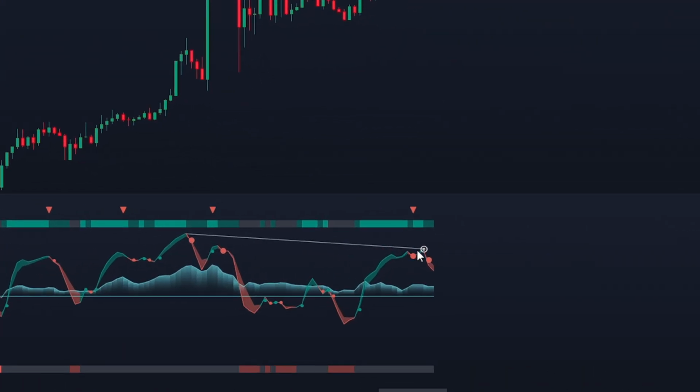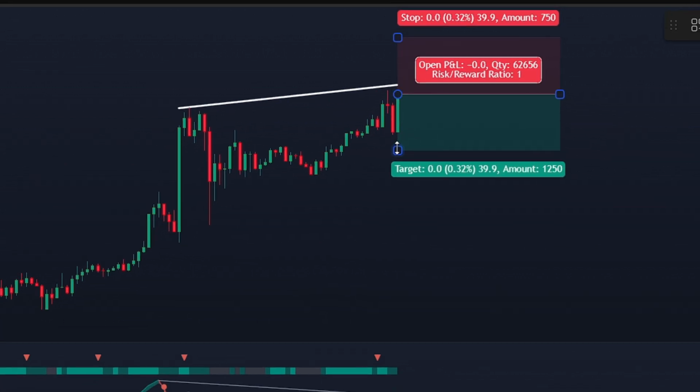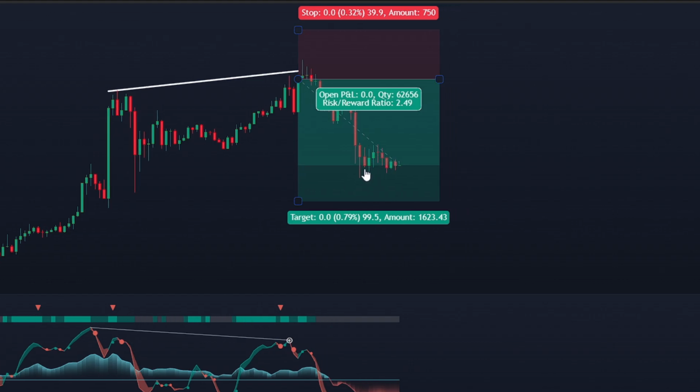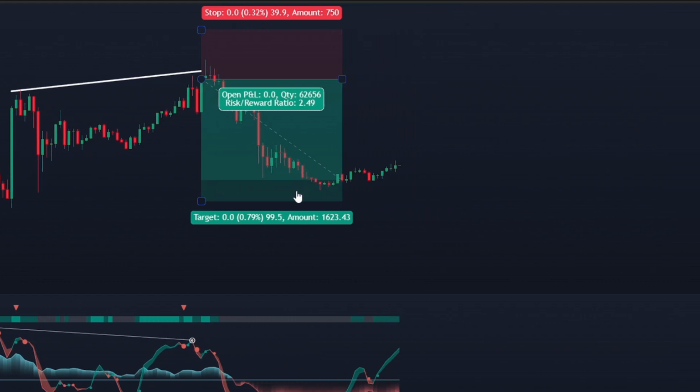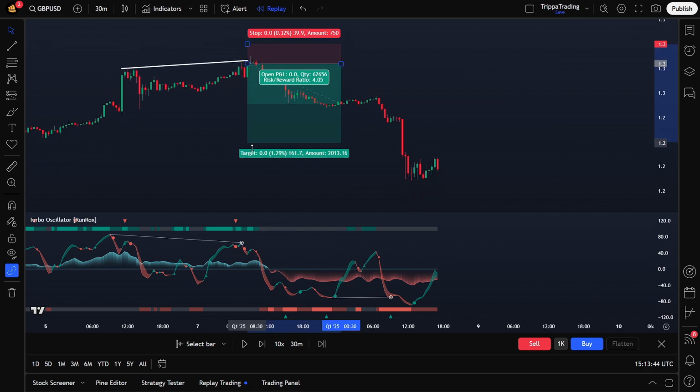On the other hand, the same indicator indicated a bearish divergence, meaning there is a high probability that the price will go down. If we were to take a sell position here, as you can see, the trade would have been profitable. This is the amazing indicator I will share in this video.